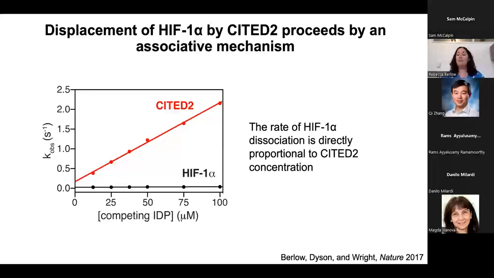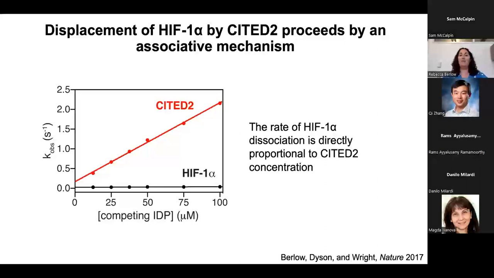And what this tells us about the mechanism is that we are looking at something that we can call an associative mechanism. So what that means is that Cyted2 is binding to the HIF-TAZ1 complex before HIF-1 alpha dissociates in these measurements. And so this was a really nice confirmation of our original hypothesis, which was simply that Cyted2 might be able to bind to the HIF-TAZ complex before HIF needs to dissociate, and that might be key to its ability to function as a really potent negative regulator of HIF-mediated transcription.